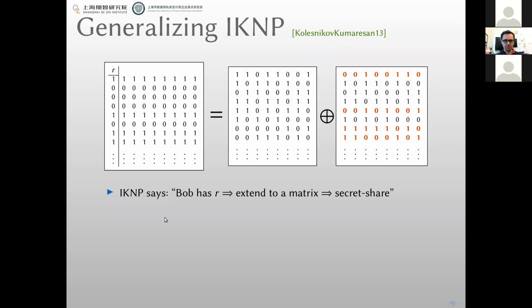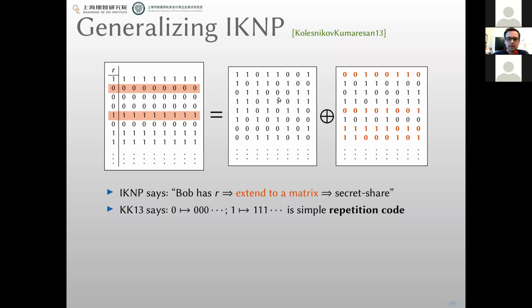This is the same picture from every slide today. This paper by Kolesnikov and Kumaresan says you should think of this matrix, where all the rows are either all zeros or all ones, as an error correcting code. This is the simplest possible error correcting code. It's just a repetition code.